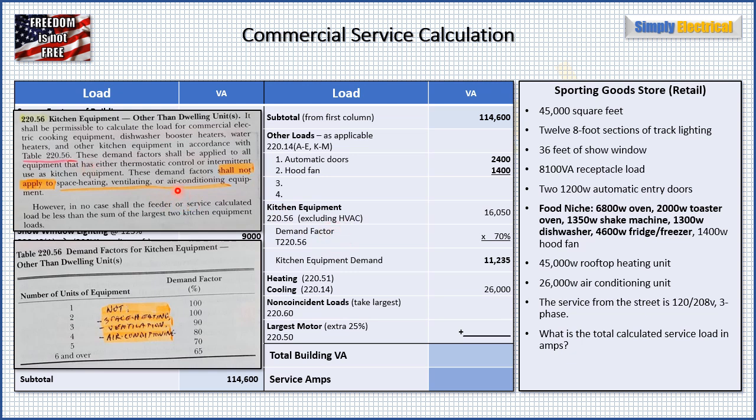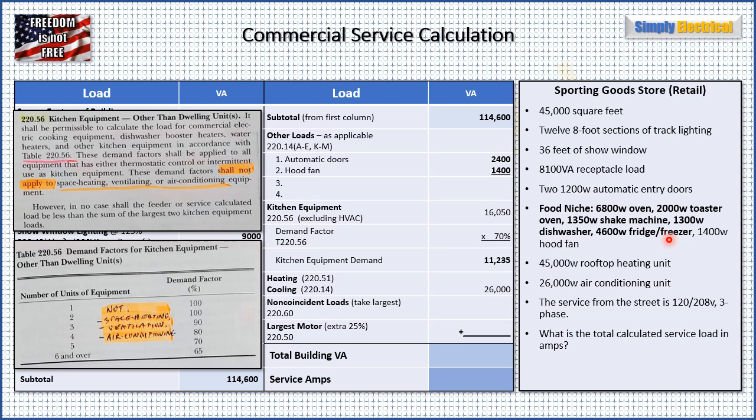Okay, let's talk about table 220.56. It says demand factors for kitchen equipment other than dwelling units. So we have our number of units of equipment over here, and then we have our demand factor over here. We have a food niche, so we have a little restaurant area in this sporting goods store. We have an oven, a toaster oven, a shake machine, a dishwasher, and a fridge freezer combo.